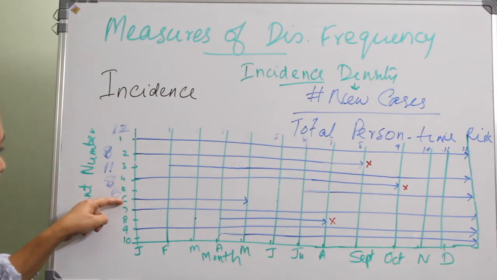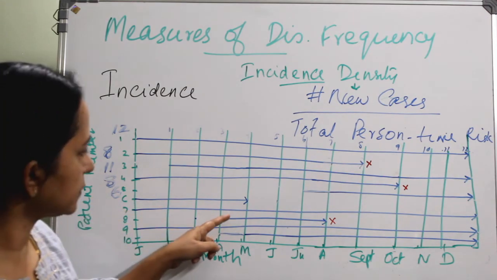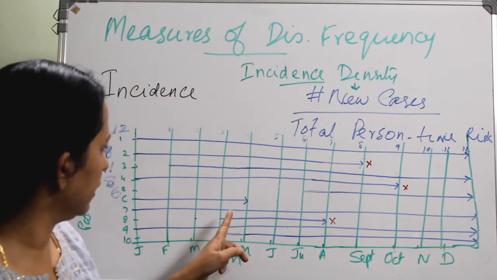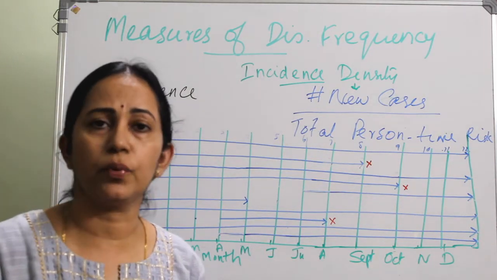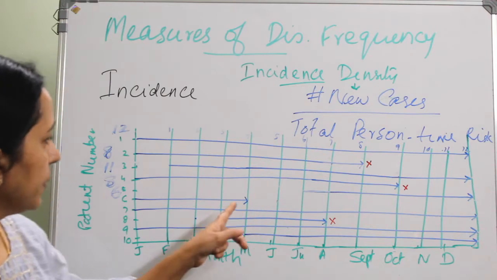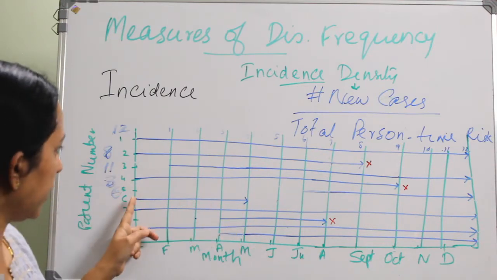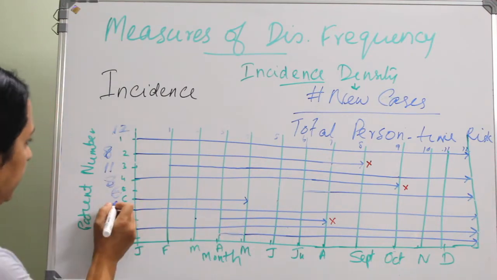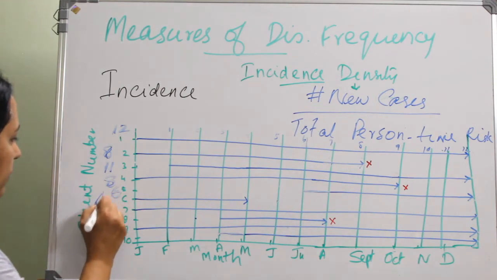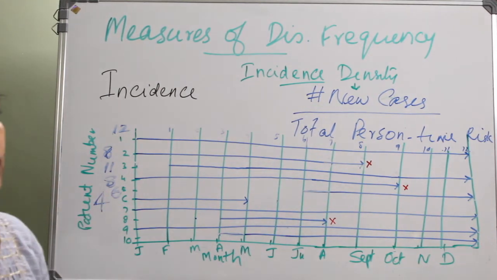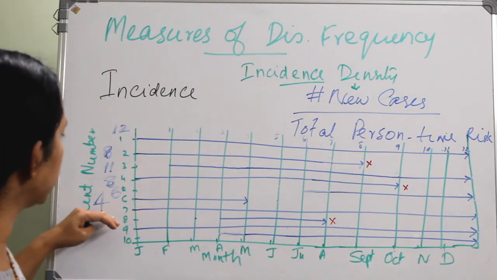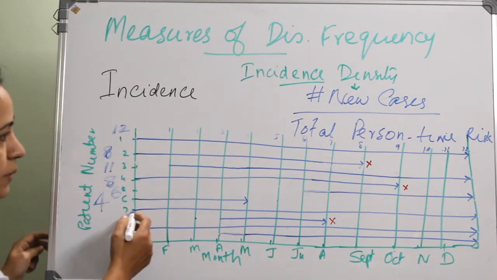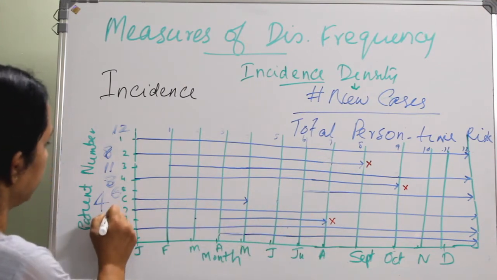And the sixth person was recruited on January 31st, but at the end of April, he was lost to follow-up. He was not attending the phone calls, so lost to follow-up. So he got a time period of 4 months only. He may be living, but as he was lost to follow-up, we excluded him from the study. So the person time was 4 months. And for the 7th person, it was again 12 months.